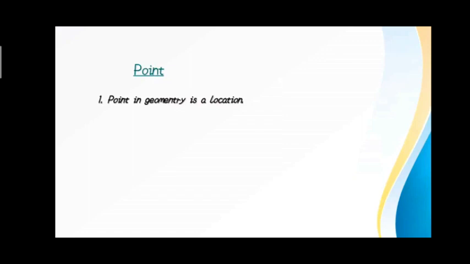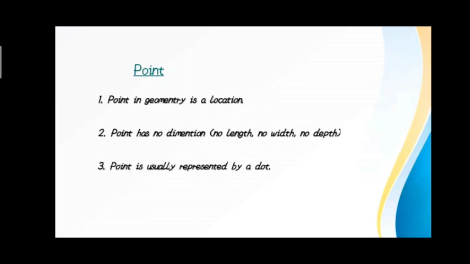A point in geometry is a location, or you can say a spot. It's just a location. A point has no dimension, which means it has no length, no width, no depth. A point is usually represented by a dot, or you can say a full stop.